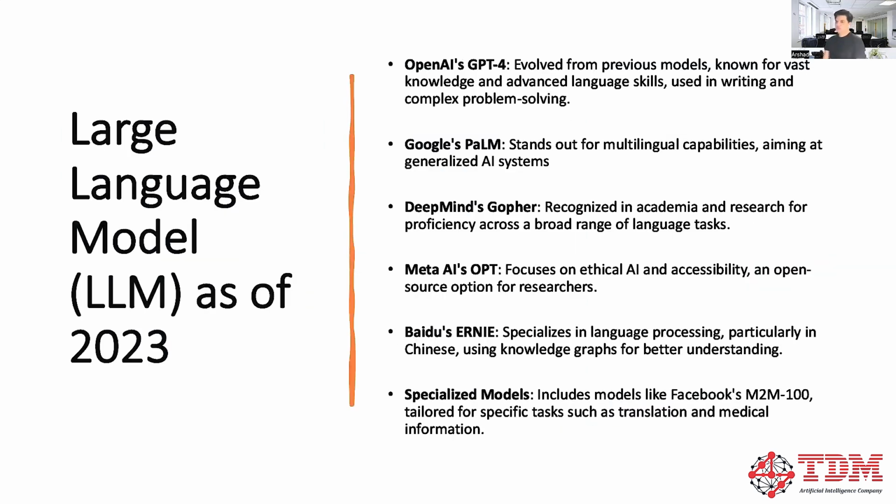These are some of the most popular as of 2023. This is the latest list. OpenAI ChatGPT, Google PaLM with multilingual capability aiming to generalize AI systems, DeepMind for academic research, and Meta is focused on ethics. I was happy to know that. Baidu, which is based in China, is working on understanding different languages. I haven't gone deep into it.